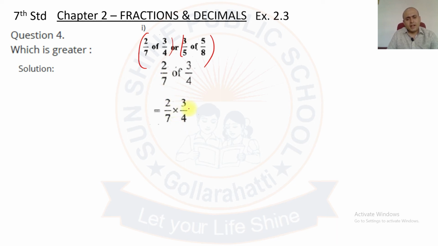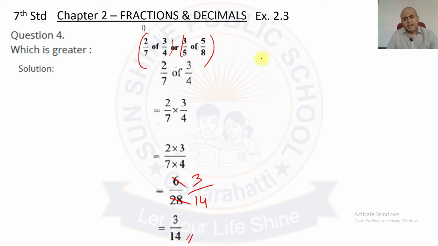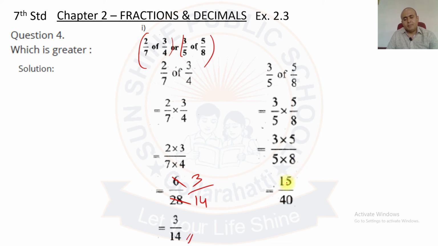So we should multiply the numerators, that is 2 into 3, and 7 into 4. When you multiply we get 6 by 28. These two numbers are divisible by a single factor, that is 2. 2 3s are 6 and 2 1s are 2, 2 4s are 8. So we get 3 by 14. Now let us compare this with 3 by 5 of 5 by 8, multiplying 3 by 5 into 5 by 8. Multiplying 3 into 5 and 5 into 8, we get 15 by 40.